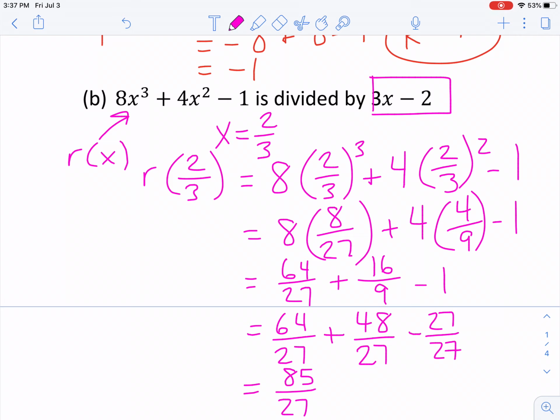So with example B, this would be one you probably could not do with long division because you end up with a remainder which is not a whole number. So the remainder theorem is the way that you can figure out the remainder of 85 over 27 when r of x is divided by 3x minus 2.